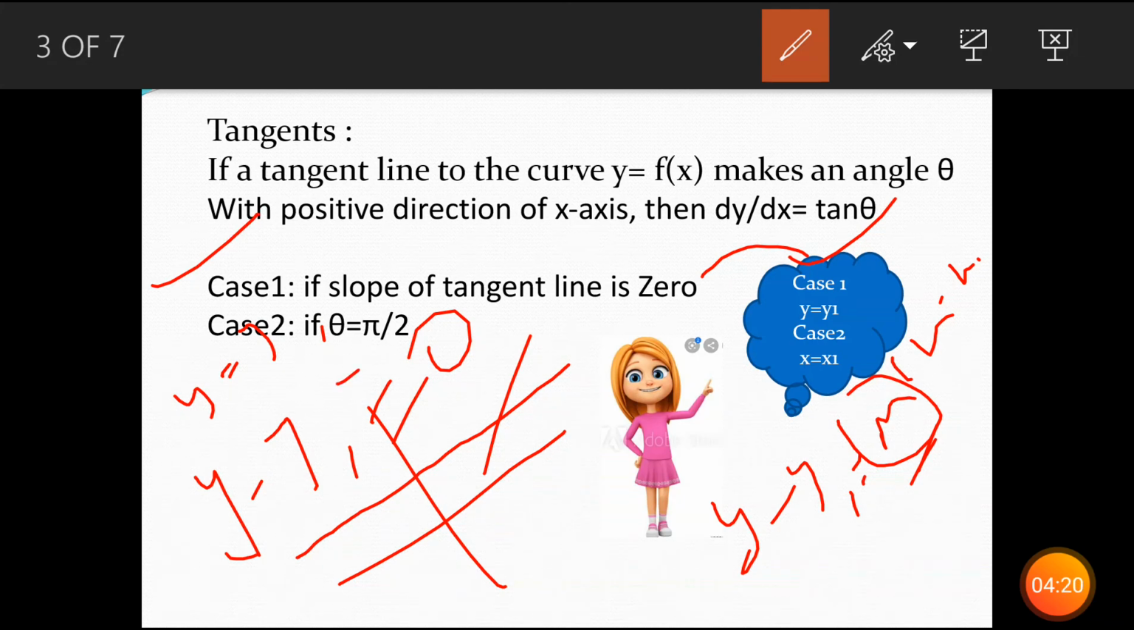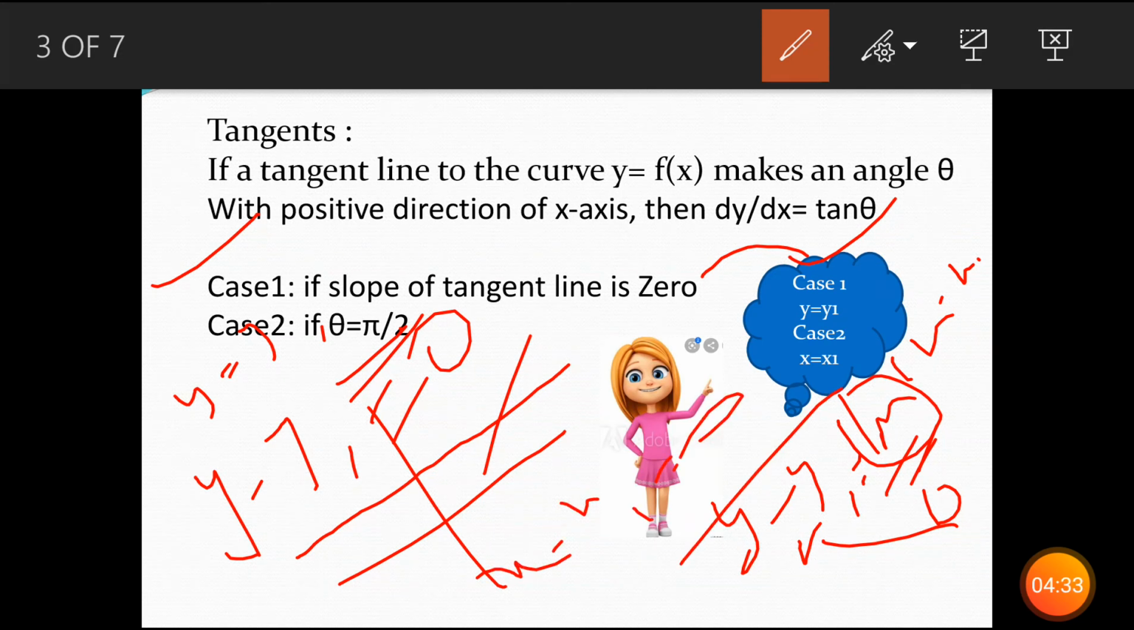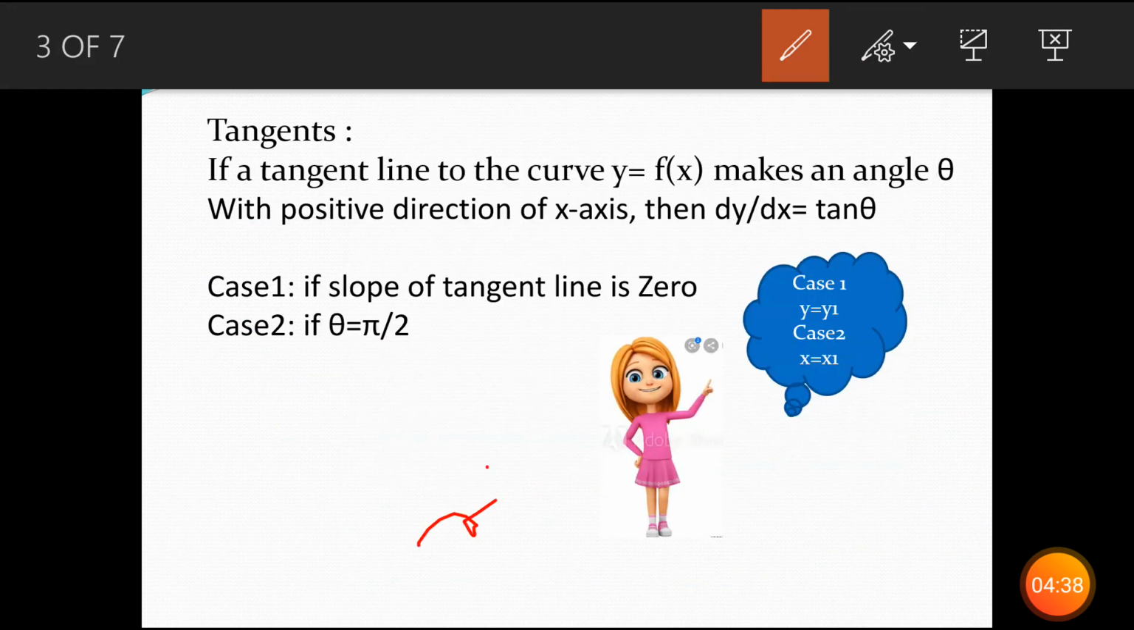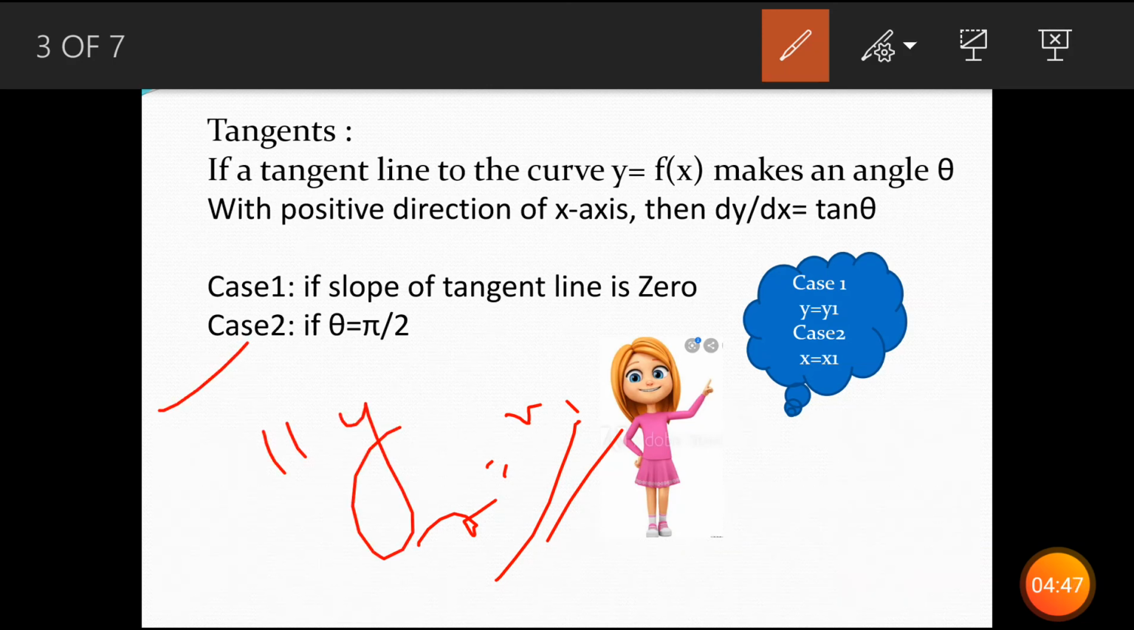In the second case your theta is pi by 2. If your theta is pi by 2, then tan theta will become infinity. Infinity is 1 upon 0. So 0 will be multiplied here. So this will give you x minus x1 equals 0. So in this case the equation will become x equals x1. It means this will give you a line that is parallel to y-axis. So in this case you will get parallel to y-axis, and for the first case you will get parallel to x-axis. These are the two cases.